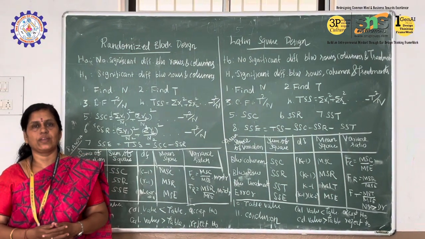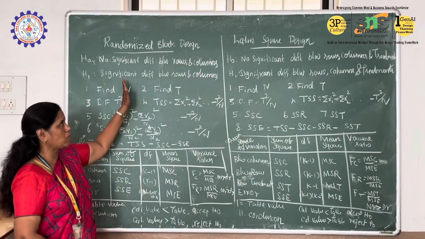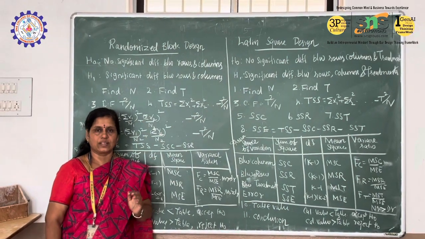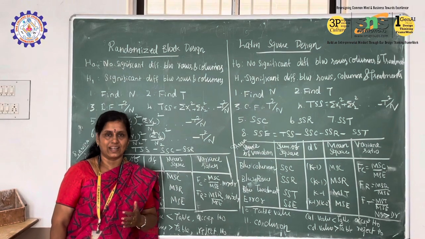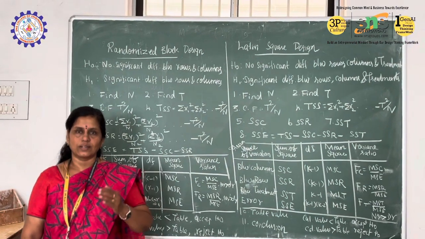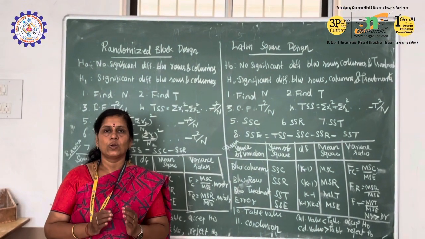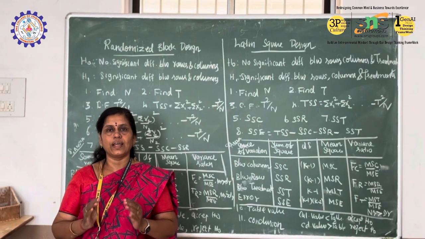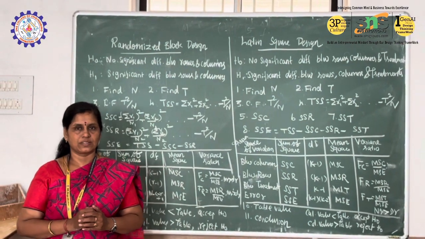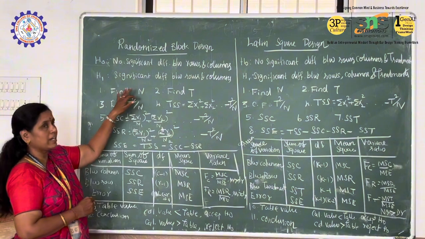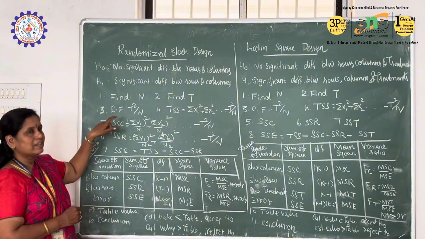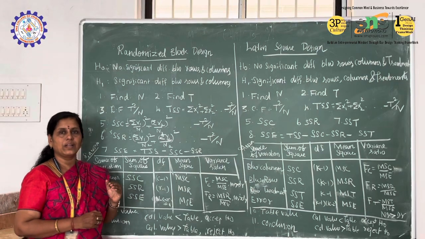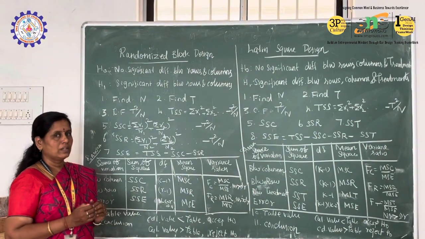In this session, we are going to discuss randomized block design and Latin square design. Randomized block design is one of the experimental designs. It is used to control the effects of known sources of variability among the experimental units. It controls variation among blocks. Here the treatments are assigned randomly in each block.